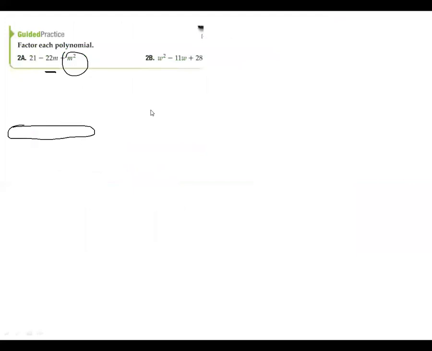All right, so here are two equations or two expressions for you to factor. Go ahead and pause the video.